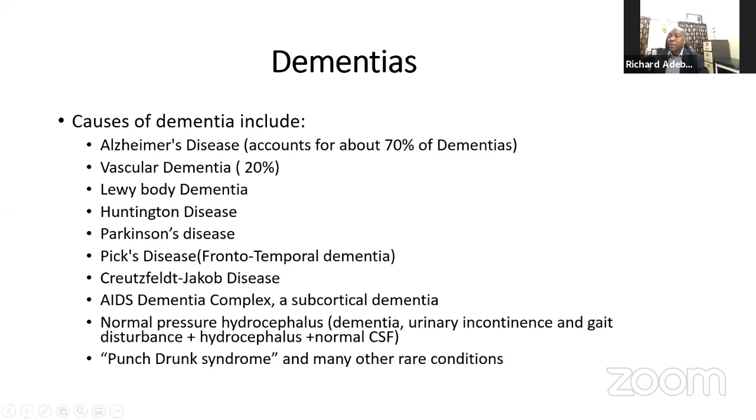Of course, AIDS, acquired immune deficiency syndrome, can later on lead to dementia complex too. It's a form of subcortical dementia.